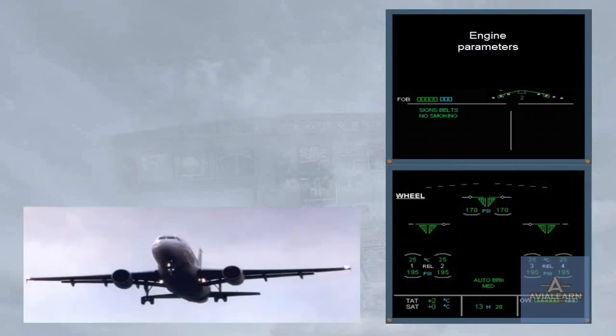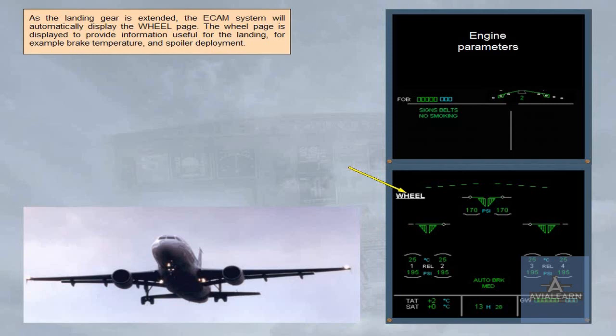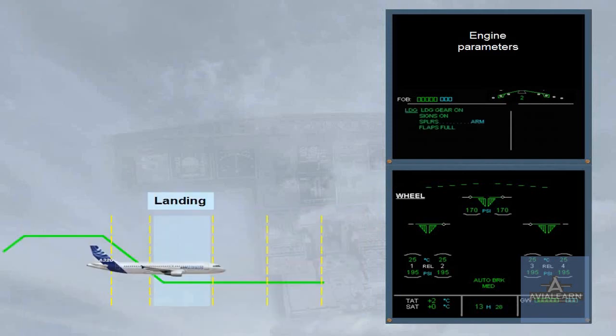As the landing gear is extended, the ECAM system will automatically display the wheel page. The wheel page is displayed to provide information useful for the landing, for example, brake temperature and spoiler deployment. Below 2,000 feet, the landing memo appears on the engine warning display. Notice that there is a blue action remaining, advising you to arm the spoilers. We will arm them for you. The blue action line is replaced by a green action completed indication. Notice that there are now no blue action lines outstanding.